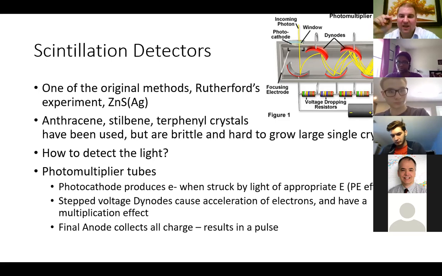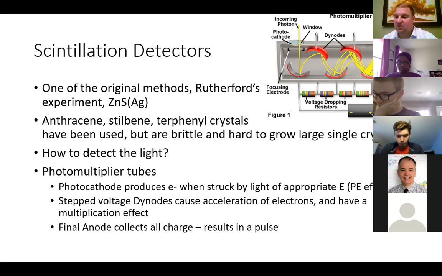So you have a multiplication effect throughout these stages. Each of those multiplied electrons then gets accelerated to the next dynode, and they bounce through these dynodes, multiplying as they go. And then at the end, the final anode collects all of the charge, and this results in a pulse. This is really great because any of those electrons that were created at the photocathode, you can multiply them. So you are collecting very, very large amounts of charge.